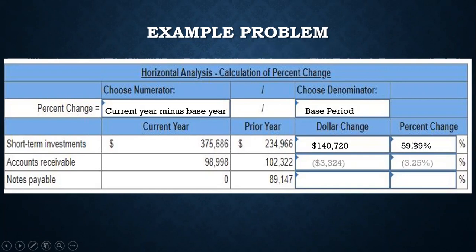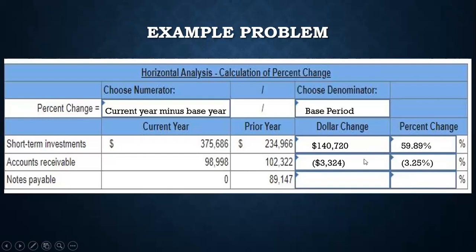So we're going to do that for each one. For the accounts receivable, we took the current year amount minus the prior year. That gave us a dollar change. Our accounts receivable went down this year, so it gives us a negative $3,324. When we divide that by the base period, the 102, that gives us a percentage change of a negative 3.25%.